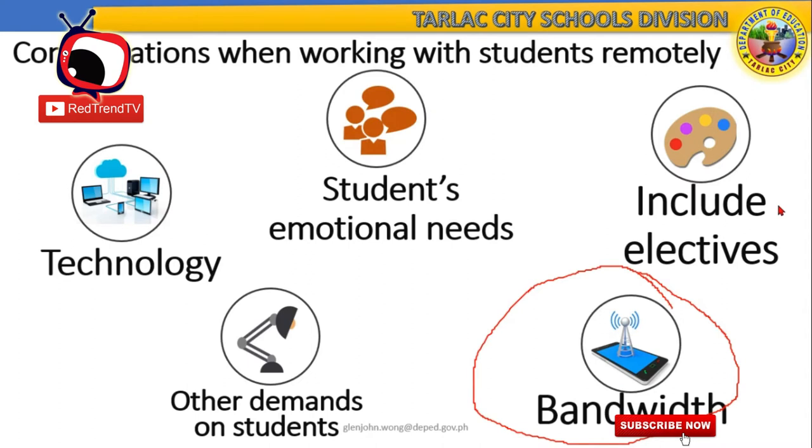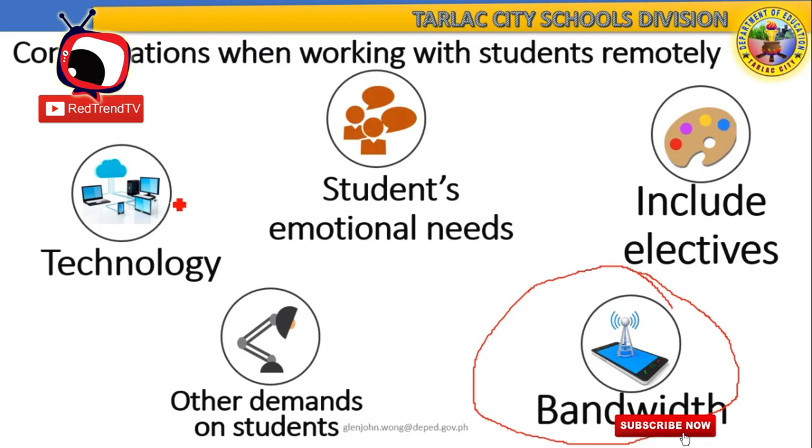Halimbawa, dito sa bahay, meron kaming maayos na internet connection. How about sa kapitbahay natin or sa ibang household? Meron ba silang maayos na internet connection? So, we need to take that into consideration. It can be okay lang, merong mabilis or slow talaga, or when I go to another household, wala silang internet connection. They are using mobile data dun sa phone lang nila. So those are things that we need to consider when it comes to bandwidth.